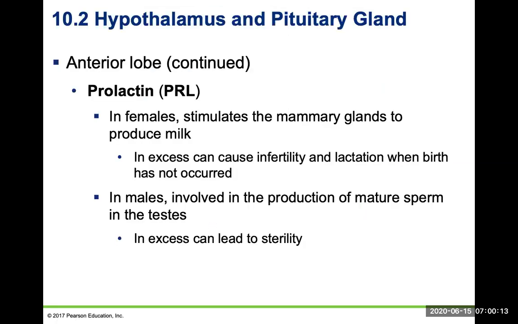Prolactin stimulates the mammary glands to produce milk. In excess, it can actually cause infertility and lactation when birth has not even occurred. And in males, it's involved in the production of mature sperm in the testes.